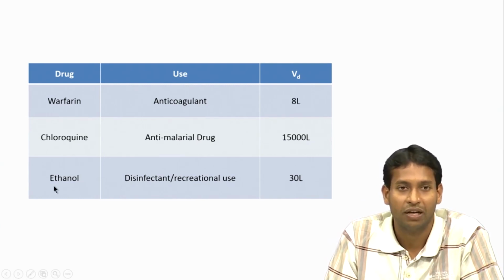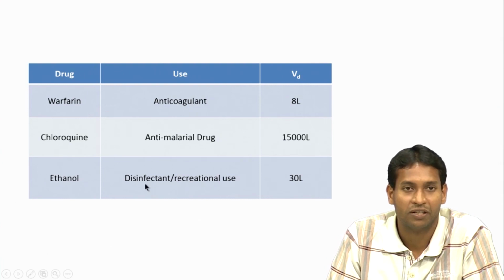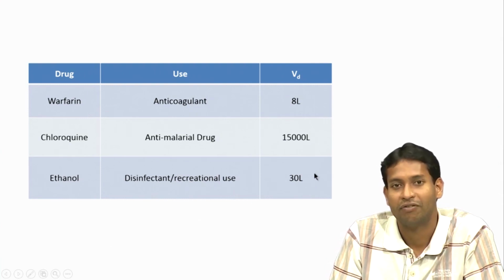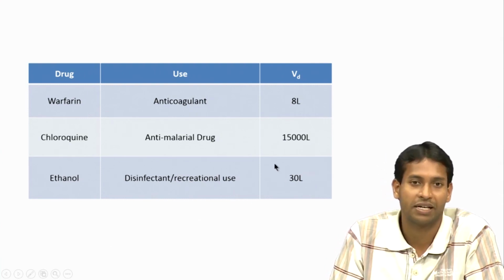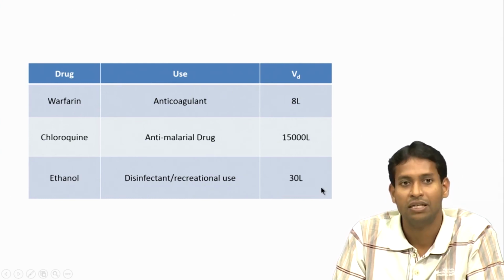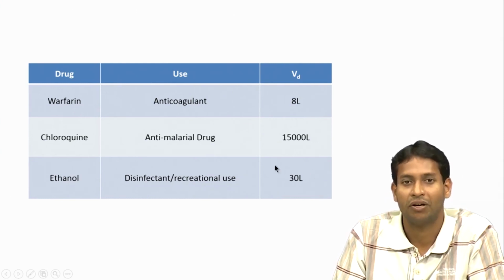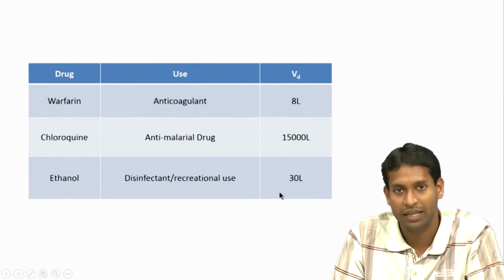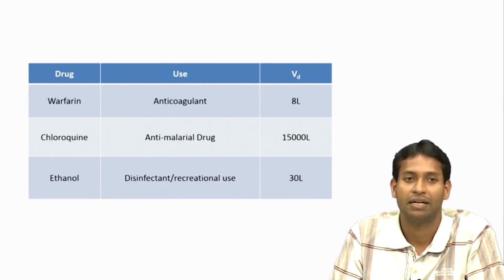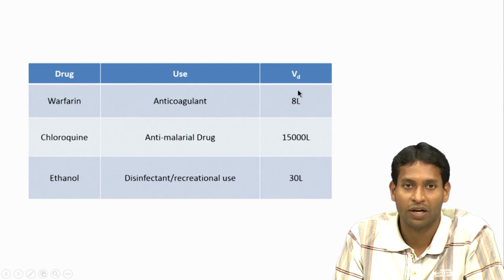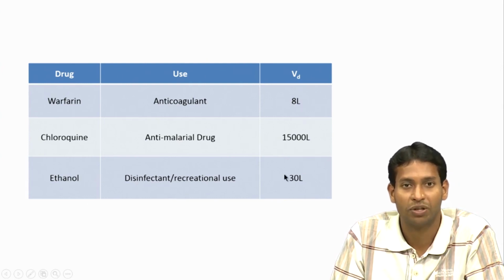And then finally, ethanol, again used for recreational or disinfectant purposes, has a VD of about 30 liters, which is again close to the total body water. So, that means that ethanol gets distributed throughout the body in the water areas, and unlike warfarin, which was localized only in the blood, it is able to diffuse through the body.